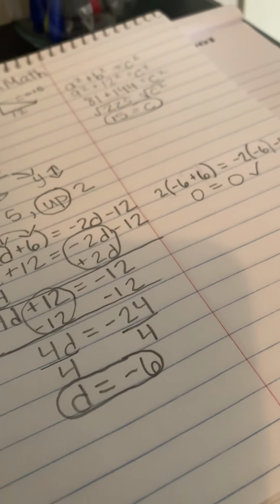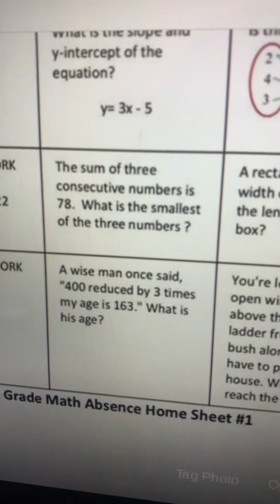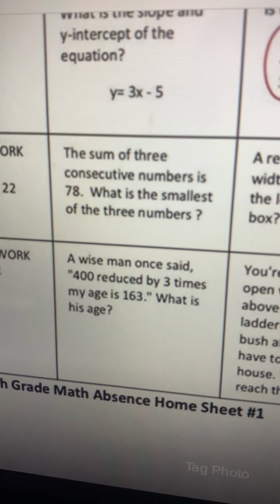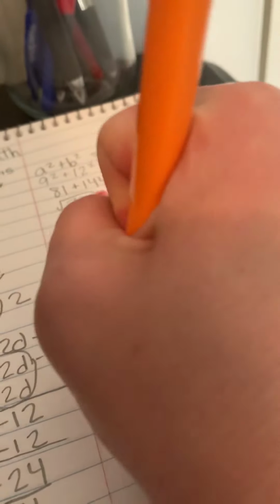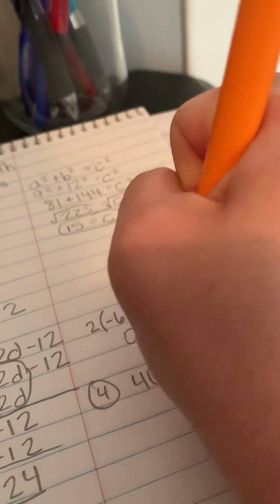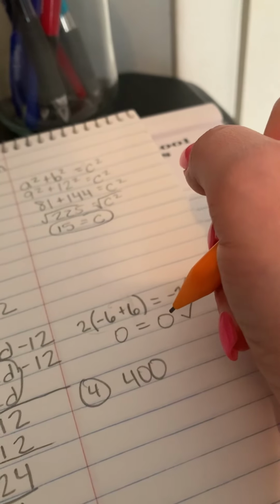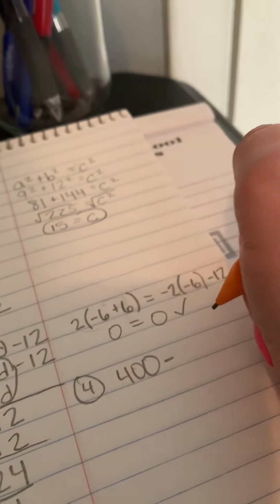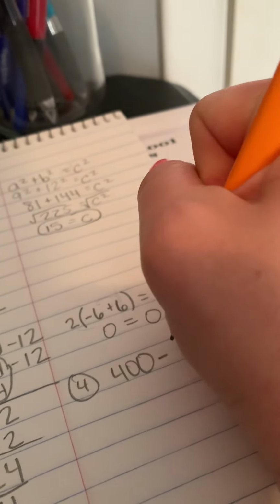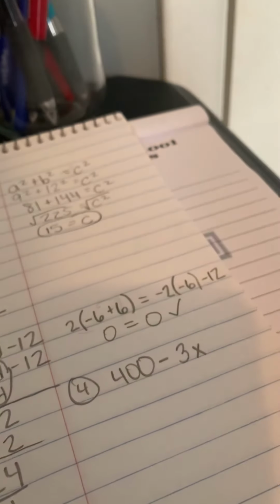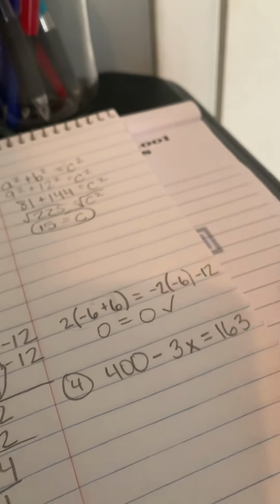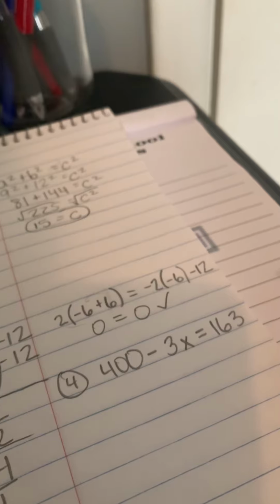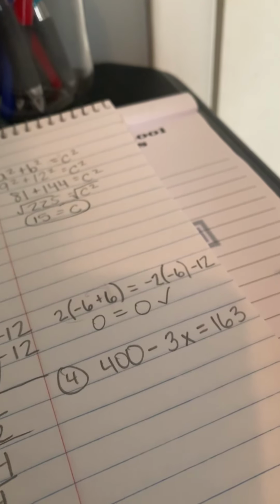Number 4. A wise man once said, 400 reduced by 3 times my age is 163. What is his age? So I'm just going to walk through this problem here, and 400 reduced by would be subtraction. So subtracted by 3 times my age. The age is the unknown, and 3 times the unknown would be 3x. Is means equals 163.